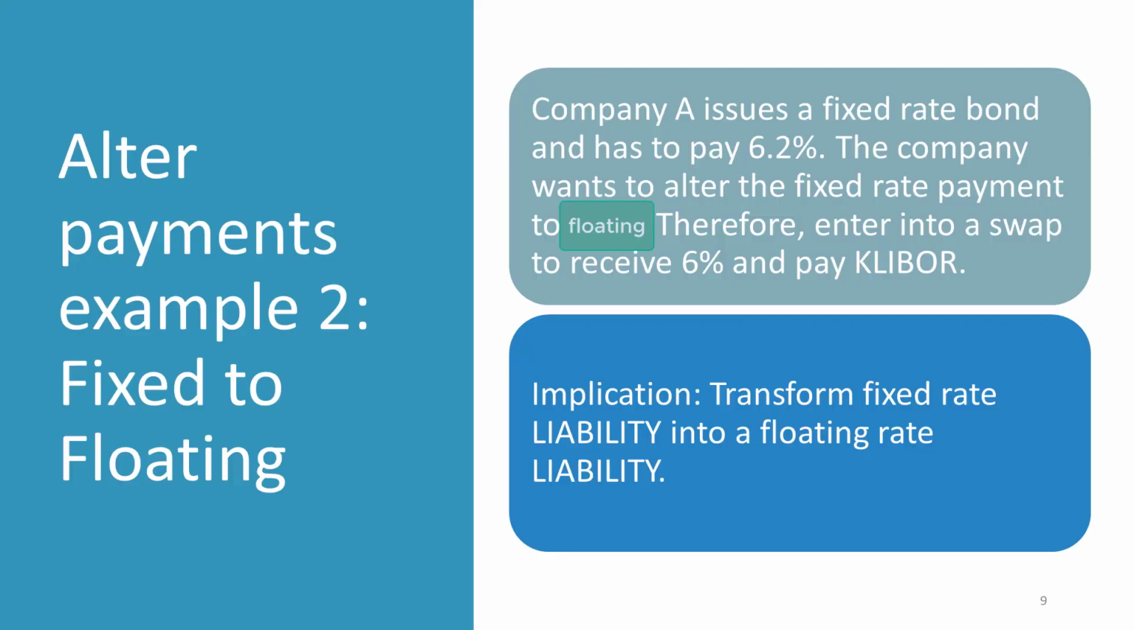Let's now look at this example. For this example, Company A issues a fixed rate bond and they need to pay 6.2%. So the company can alter the payment from fixed rate to floating rate by entering into a swap contract. In the swap contract, the company will receive 6% and need to pay CLIBOR.